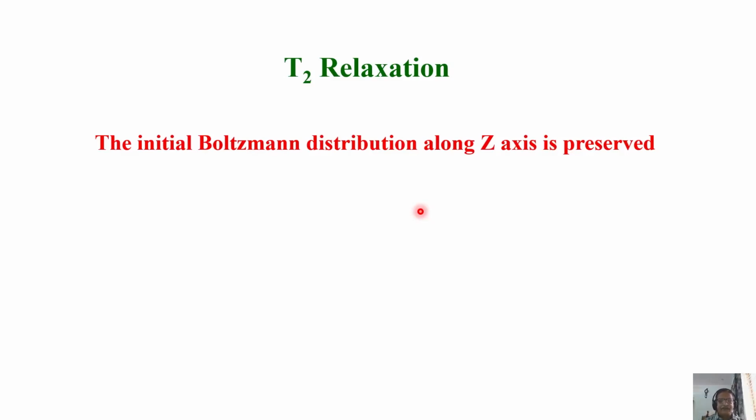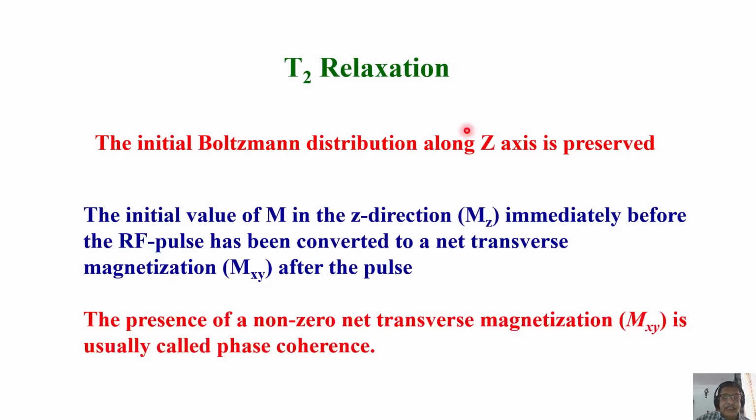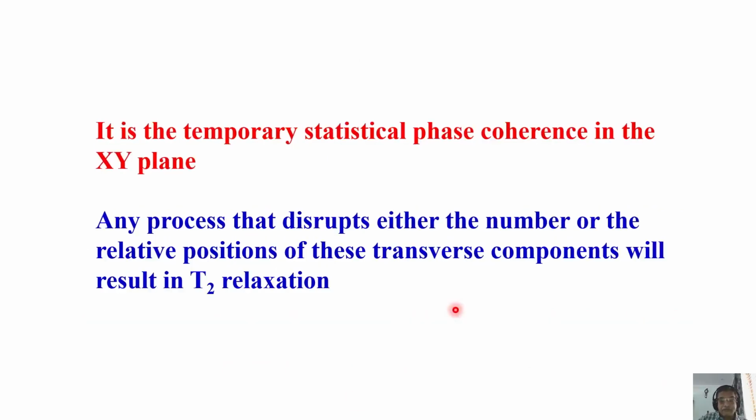And after some time, the initial Boltzmann distribution along Z is preserved. The initial value of M in the Z direction immediately before the RF pulse has been converted to net transverse magnetization. The presence of non-zero net transverse magnetization is called phase coherence. And it is a temporary statistical phase coherence. Remember, temporarily, there is a statistical phase coherence in the XY plane.